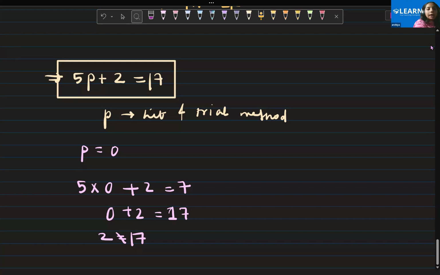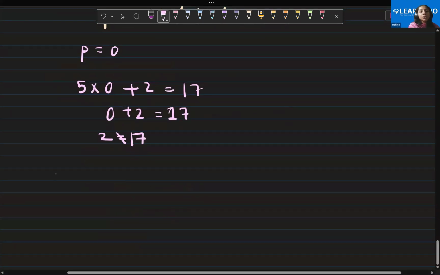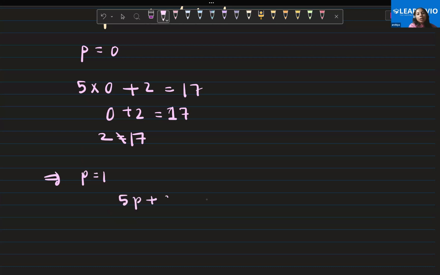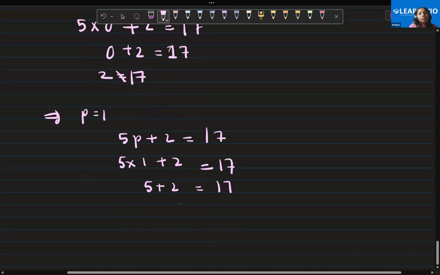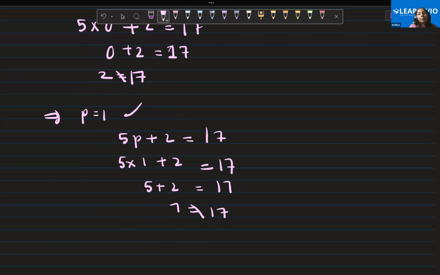Okay. So in the question, 2 is not equal to 17. So that means the value of p will not be 0. Now, again, it's the hit and trial method, so we'll have to put a different value. So let's keep p equal to 1. If p is equal to 1, then 5 into 1 plus 2 is equal to 17? 5 ones are 5. 5 plus 2 is 7, not 17. So that means p is also not 1.